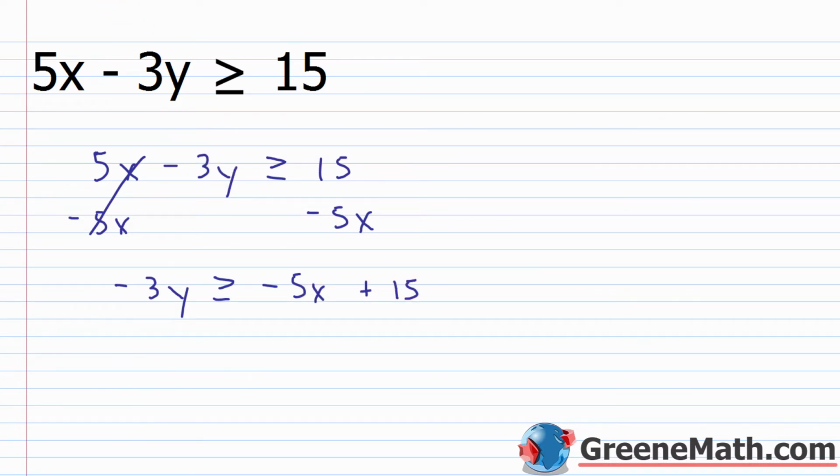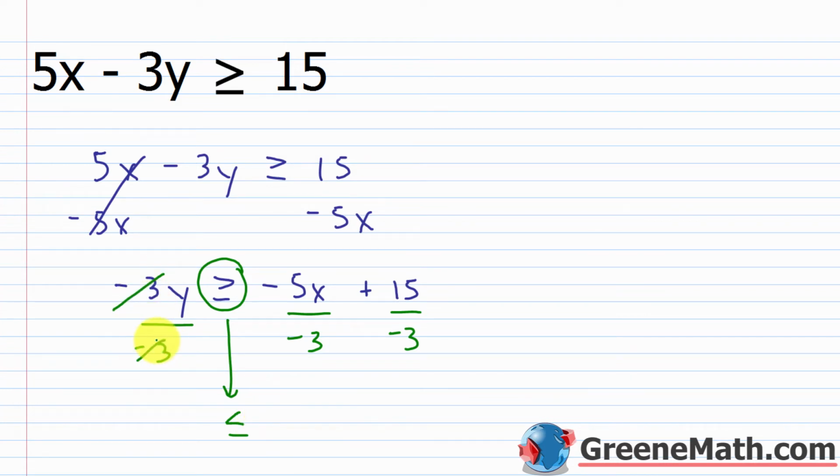Now, very important that you remember this. If I divide both sides by -3, what do I have to do? I've got to flip the direction of the inequality symbol. If this is a greater than or equal to, I've got to make sure to make this a less than or equal to. Otherwise, I'm going to get the wrong answer. Right? I'm not going to shade in the right direction.